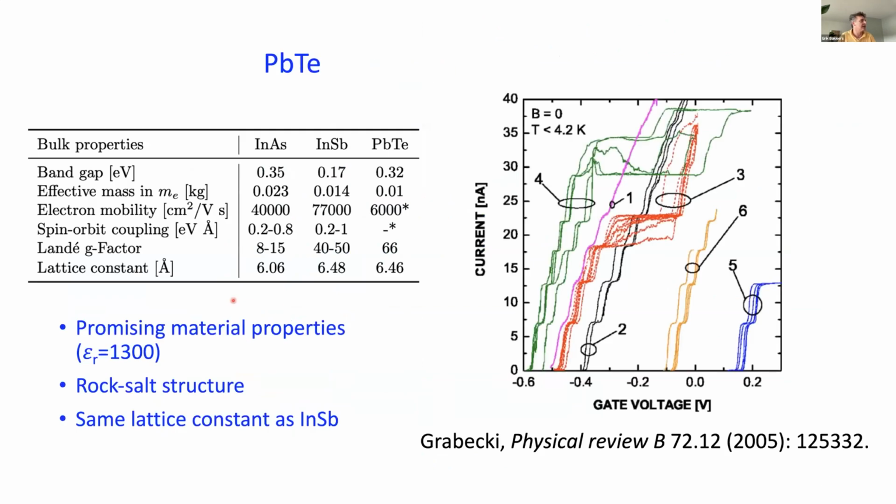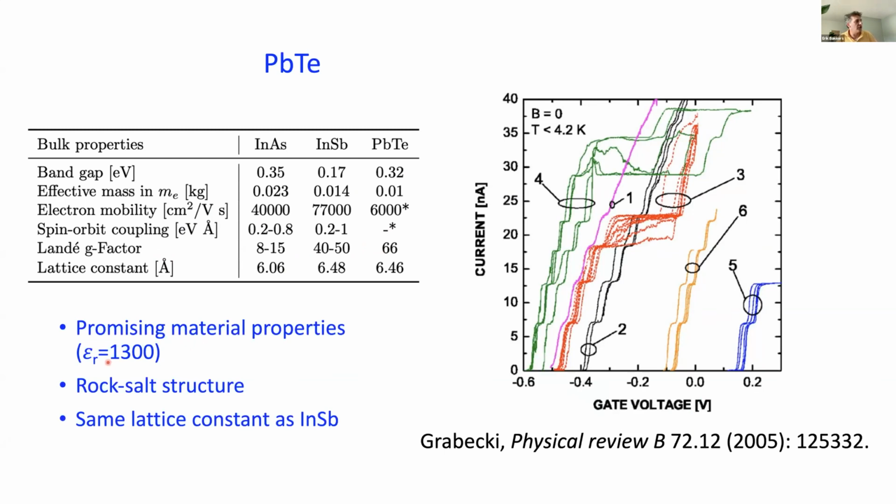So lead telluride has a band gap which is quite small, like 0.3 electron volts, and an effective mass which is even smaller than that of indium antimonide. The spin-orbit coupling is not yet known, but the g-factor is higher than that of indium antimonide. And what is maybe most important is that it has an enormously high dielectric constant of like 1300.